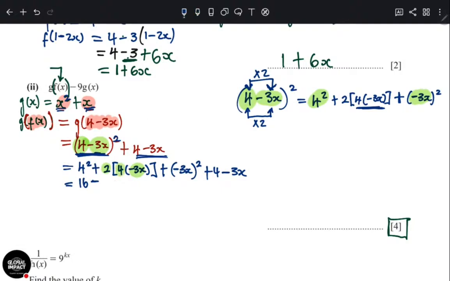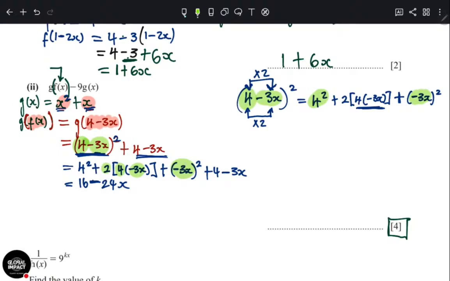What is 8 times 3 now? You get 24. Is there anything to multiply x? No, it comes as it is. So it was 2 times 4, 8. Then 8 times negative 3, we got a negative. 8 times 3 is 24. Then x comes.